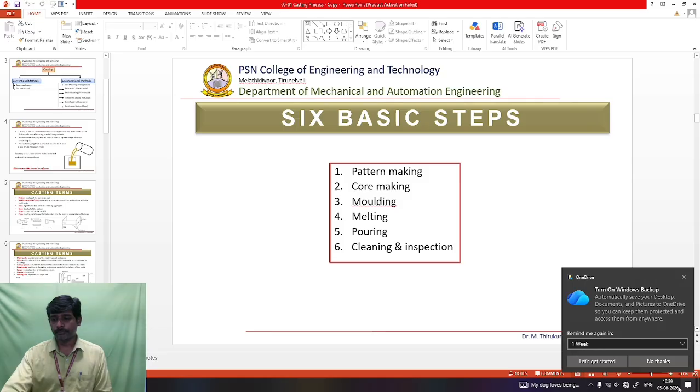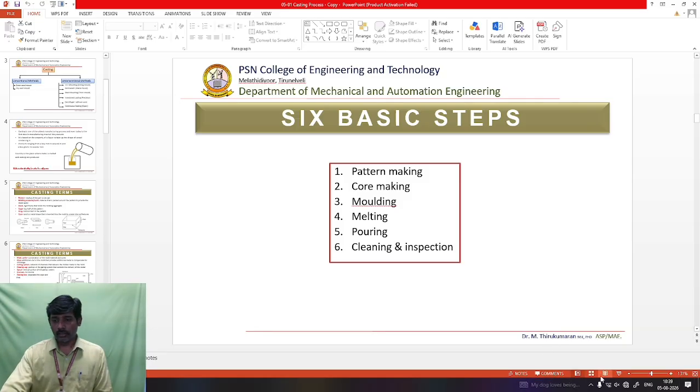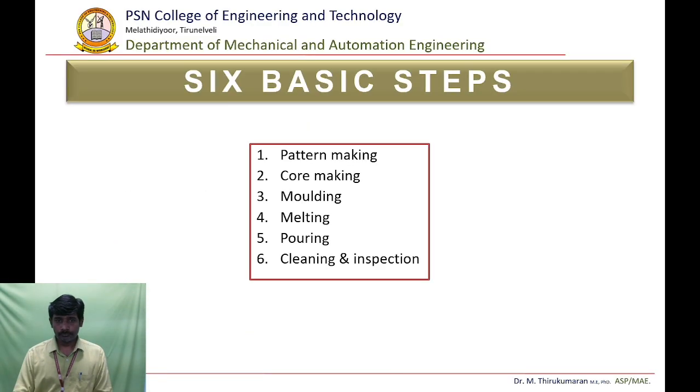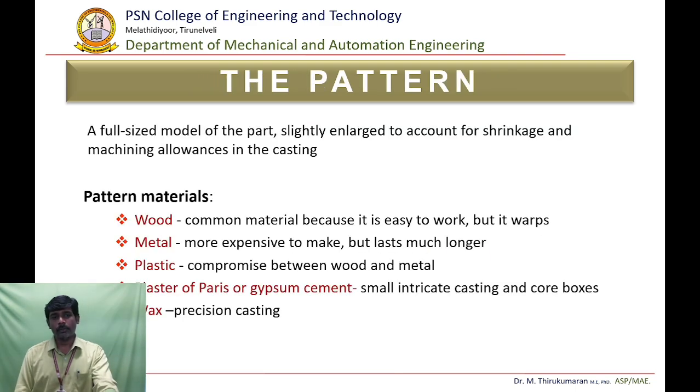Next are the steps involved in the casting process. We already discussed the basic steps: pattern making, core making, and molding, melting, pouring, and cleaning and inspection. The first step is the pattern fabrication process. What does a pattern mean? It is a full-size model of the part, slightly enlarged to account for the shrinkages and machining allowances in the casting process.